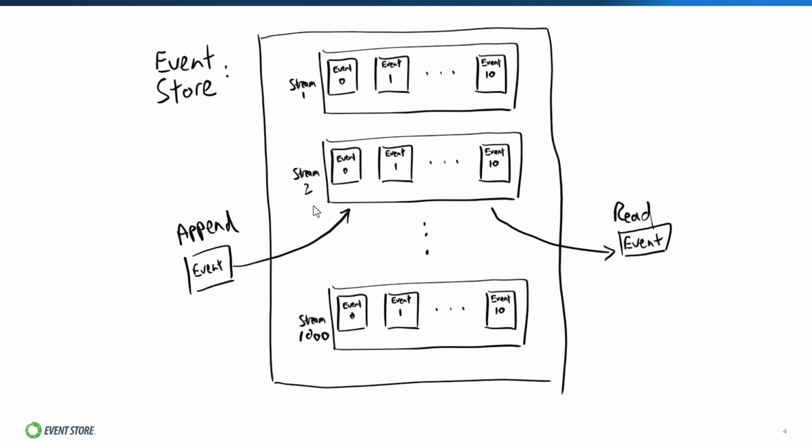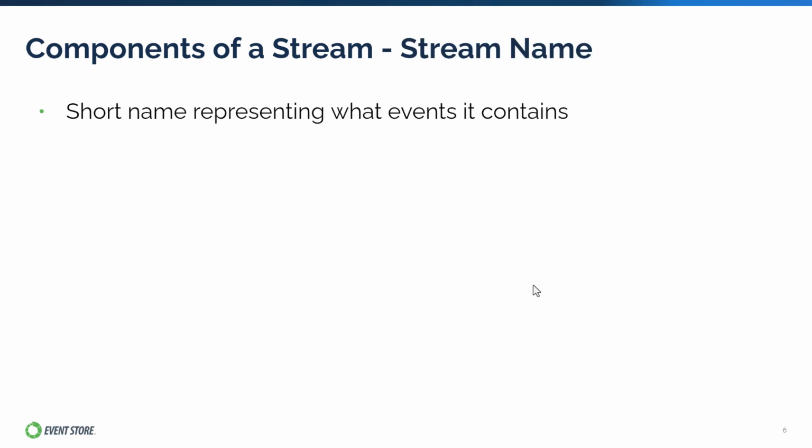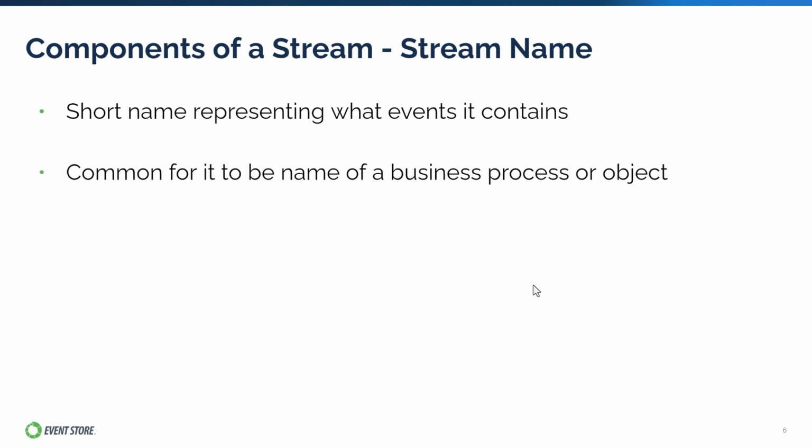A stream is the logical container for events, much like how tables are the logical container for rows in relational databases. An event stream is a very simple structure typically comprising a stream name and a sequenced log of events. The stream name is a short name that represents what kind of events are stored in it. It is common to be the name of the business process or object you want to model. For example, loan application or applicant.